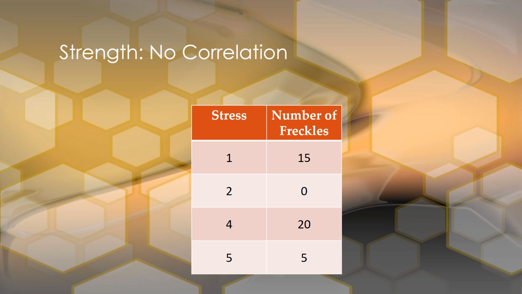Here's no correlation. So as stress goes up, your number of freckles, there's no pattern to it. So we go from 15 to 0, that goes down, then 0 to 20, that goes up, and then 20 to 5, that goes down. So it's just kind of random. There's no real pattern to it. So your correlation coefficient will be 0.